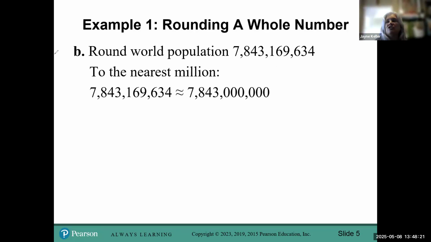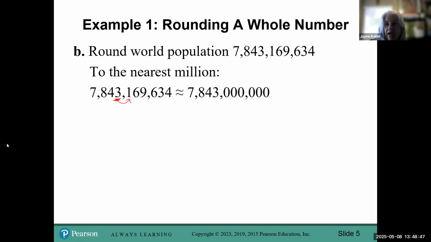Okay, what if I want to round it to the nearest million? Now I got to find the millions place. So these are the millions, right? The 4 is in the 10 millions and the 8 is the 100 millions. These are the million place. Again, I look to the right. That's a 1. That's in the 0 through 4 range. So I'm going to erase all of these digits and replace them with 0, and I'm going to leave the 3 alone.